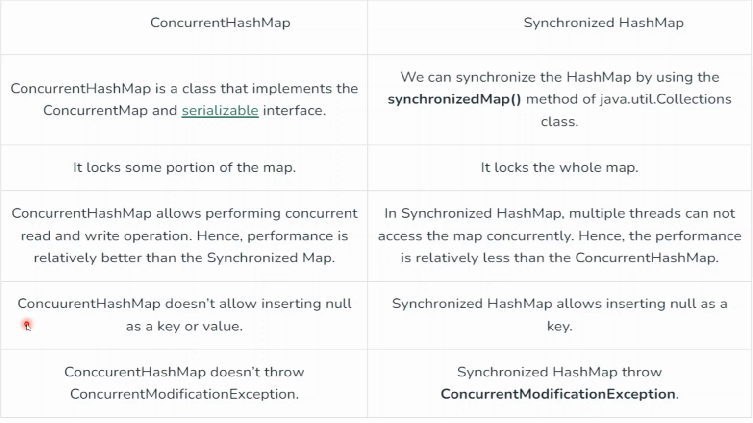In the fourth scenario, ConcurrentHashMap does not allow inserting null as a key or value. So we can't insert null as a key or value in ConcurrentHashMap.